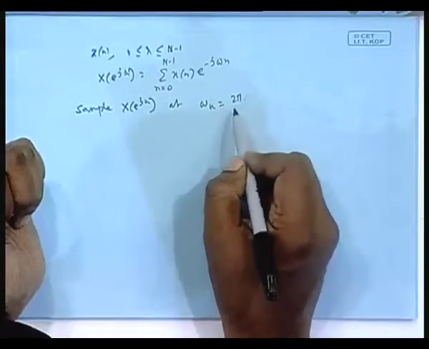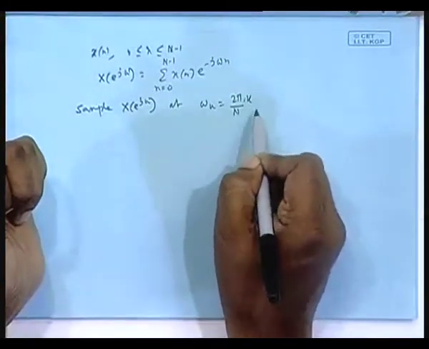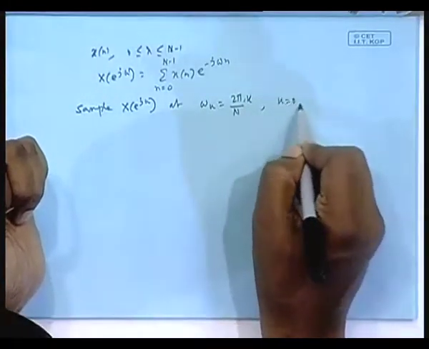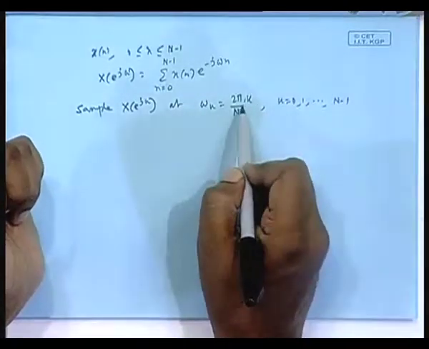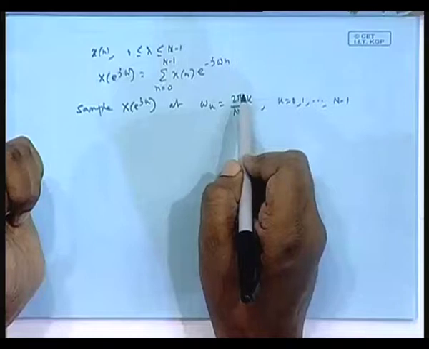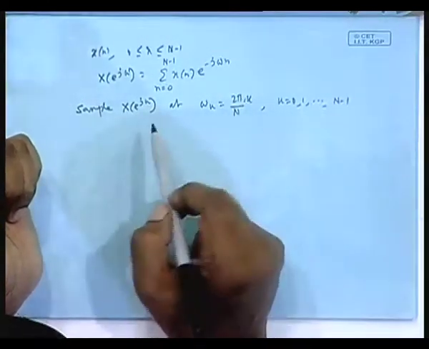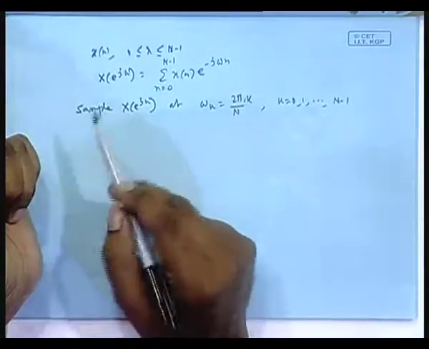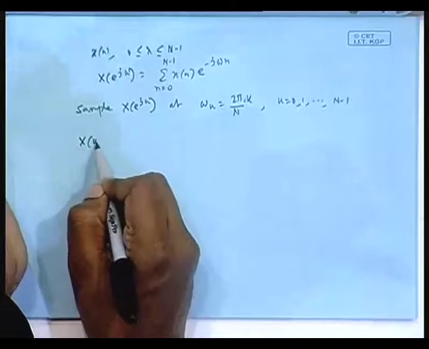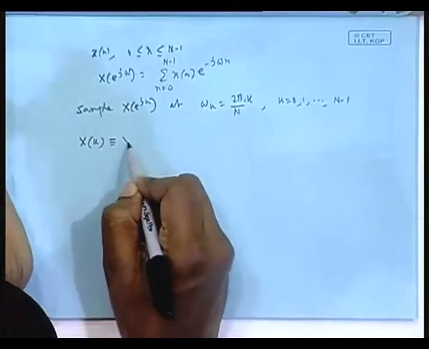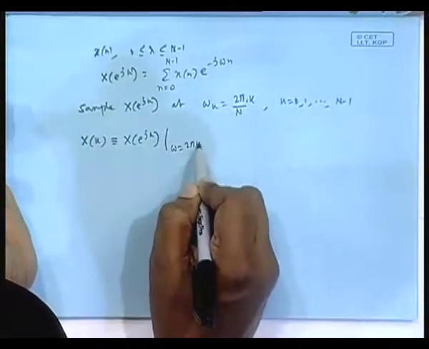2 pi by N, this is the basic step, times k. K can be 0, 1, and so on. So, you understand? 0, then 2 pi by N, then 4 pi by N, 6 pi by N, these are the points at which I will take the samples. The kth sample will be denoted simply by capital X within bracket k. It is nothing but this guy at omega equal to 2 pi k by N.